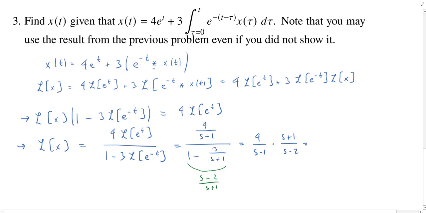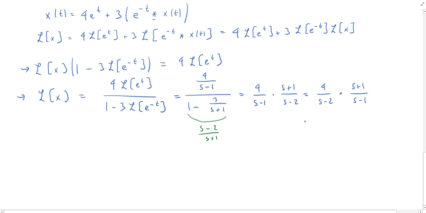Okay, I want to break this up into a couple of different pieces, which I can then recognize from the table. So here's what I'm going to do. I'm going to split this up as 4 over s minus 2 times s plus 1 over s minus 1. All right. So I know that this first piece is 4 times the Laplace transform of e to the 2t.